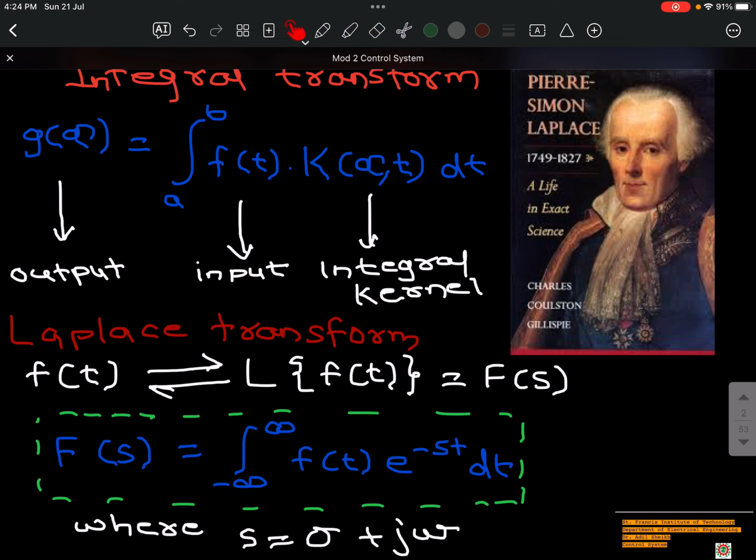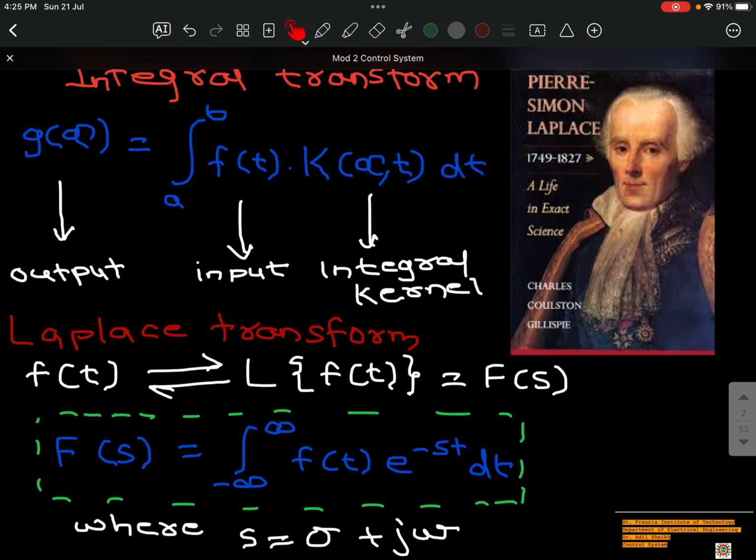So while you write in your assignment page, you have to write along with this one thing which is very important, that similar to the above equation, F of s is nothing but the output, f of t is the input, and e raised to minus st is the integral kernel.